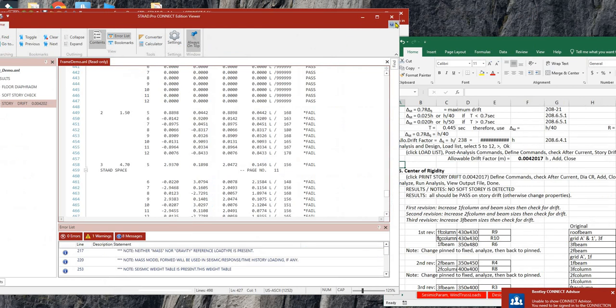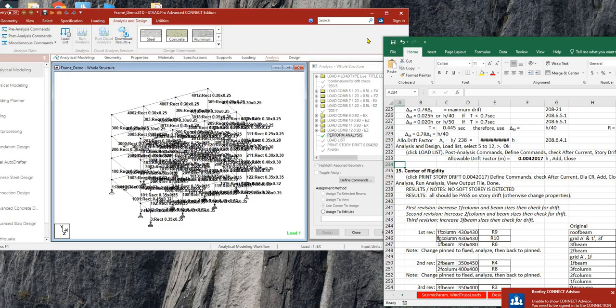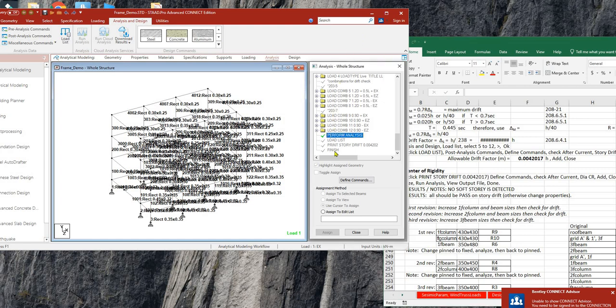Next is, kukunin natin yung center of rigidity. Take note that this center of rigidity is based on your rigid diaphragm. So, i-exit ko na ito. Dito tayo ngayon sa analysis. Dito, no? You click print soft story drift. Yan. Okay?